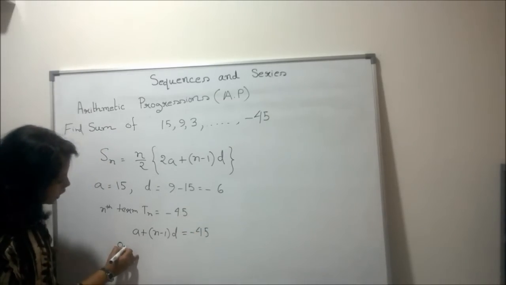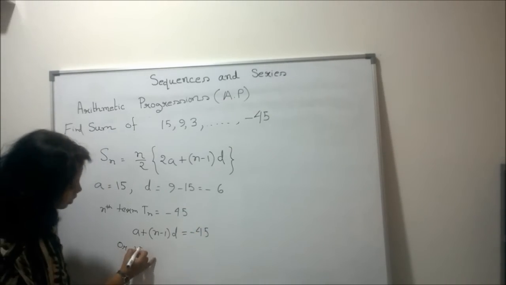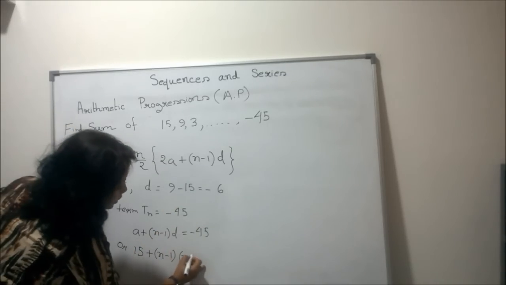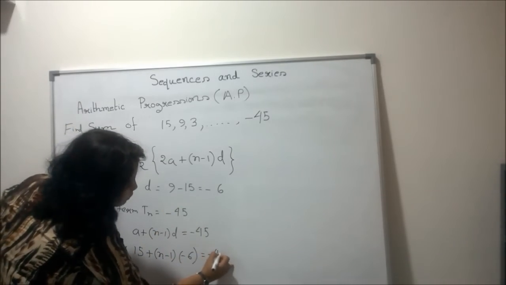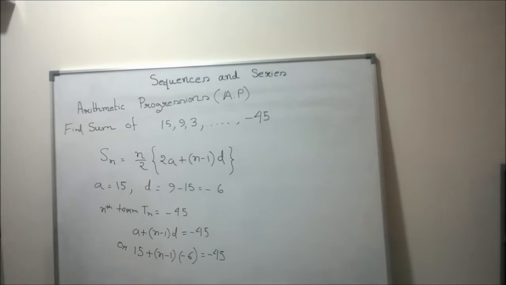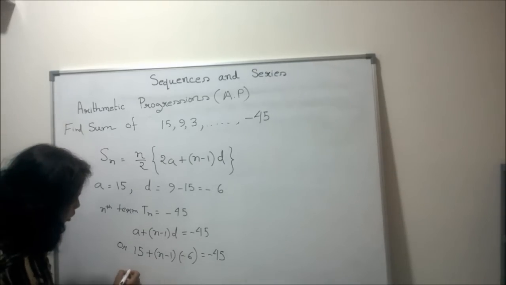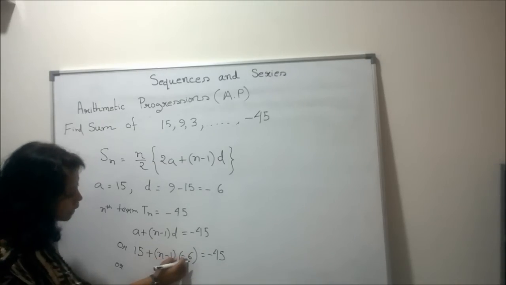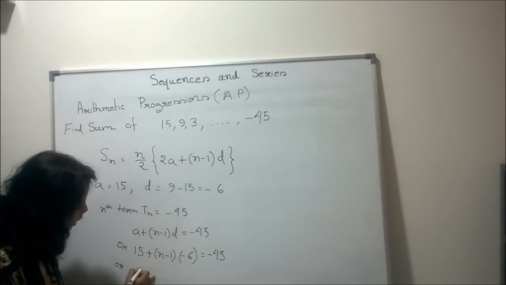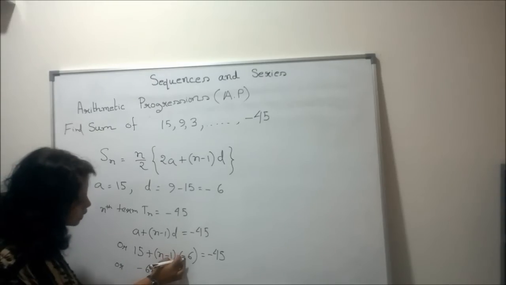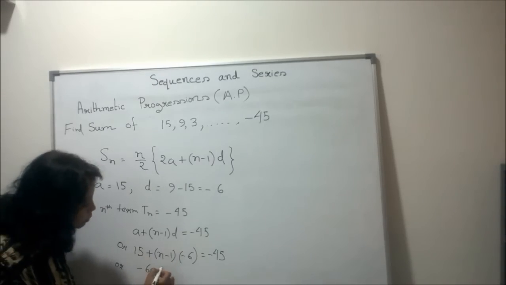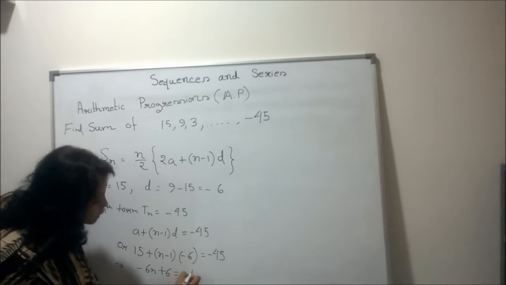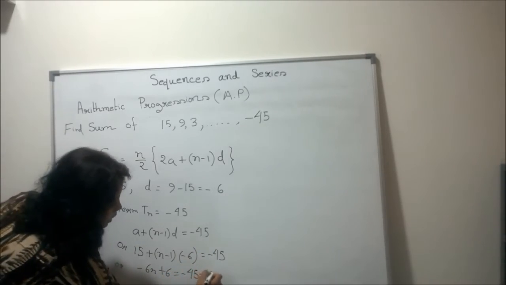So here a is 15. We don't know n, but d is minus 6, equals minus 45. Okay, so you just multiply it. So here, if we multiply n minus 1 by minus 6, that is minus 6n, and minus 6 with minus 1, that is plus 6, and we take 15 on the other side. That means minus 45 minus 15.